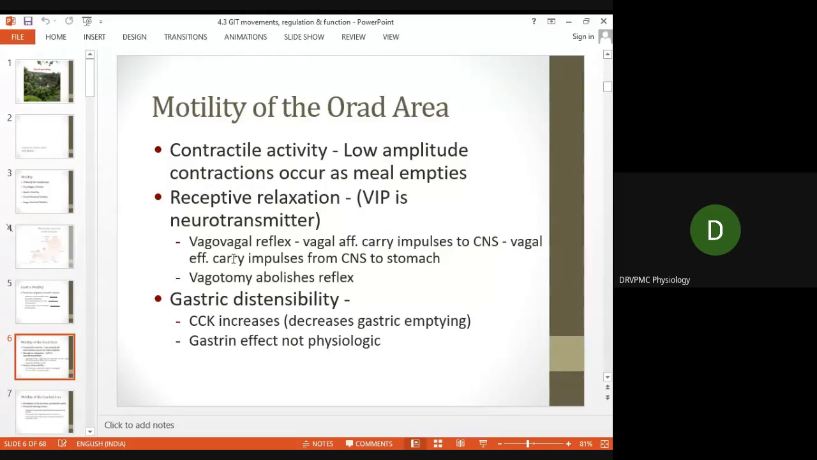If the vagus nerve is cut, that is called vagotomy. Tomy is to cut open, as in anatomy. So vagotomy is the procedure in which the vagus nerve is cut. That process will abolish this vagovagal reflex, and there will not be any receptive relaxation. For this receptive relaxation, the neurotransmitter is responsible.